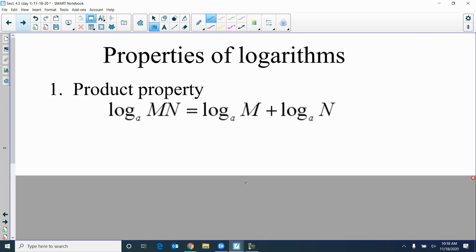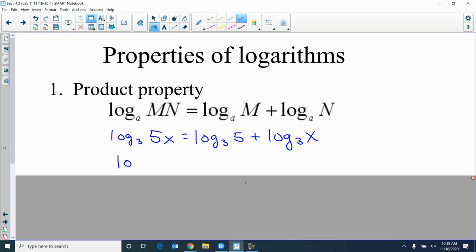Log base a of m times n is equal to the log base a of m plus the log base a of n. Okay, so that is that property. Just a quick example of this, if you have the log base 3 of 5x, okay, that's a product. You can write that as the log base 3 of 5 plus the log base 3 of x. You split it apart. You can also start the other direction. You can start with a sum and write it as a product.